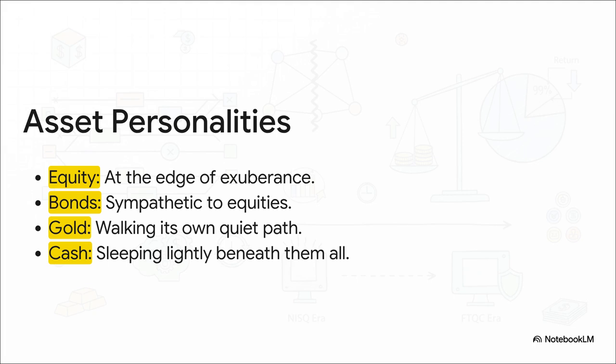Equity is at the edge of exuberance. Bonds are sympathetic to equities, which is a fancy way of saying they tend to move together. Gold is walking its own quiet path. It does its own thing. And cash is just sleeping lightly beneath them all. Understanding these relationships is everything.